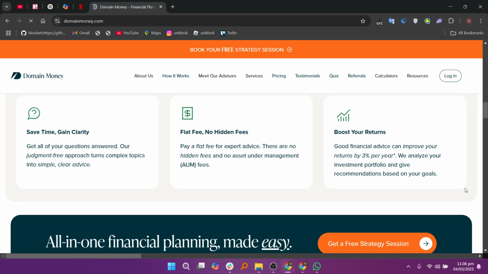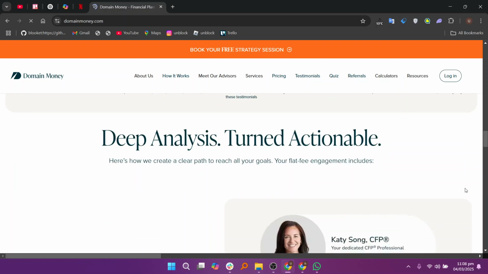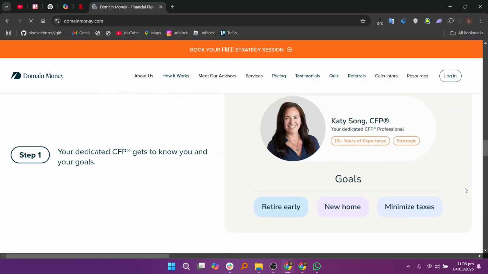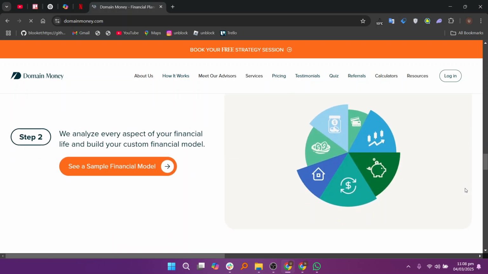Beginners can choose between self-directed investing, where they manually buy and sell stocks and cryptocurrencies, or opt for managed portfolios. It allows Domain Money's experts to handle investments based on financial goals and market trends. The website offers real-time insights, financial news, and social feeds, helping new investors stay informed. Its simple interface makes navigation easy even for those new to investing.